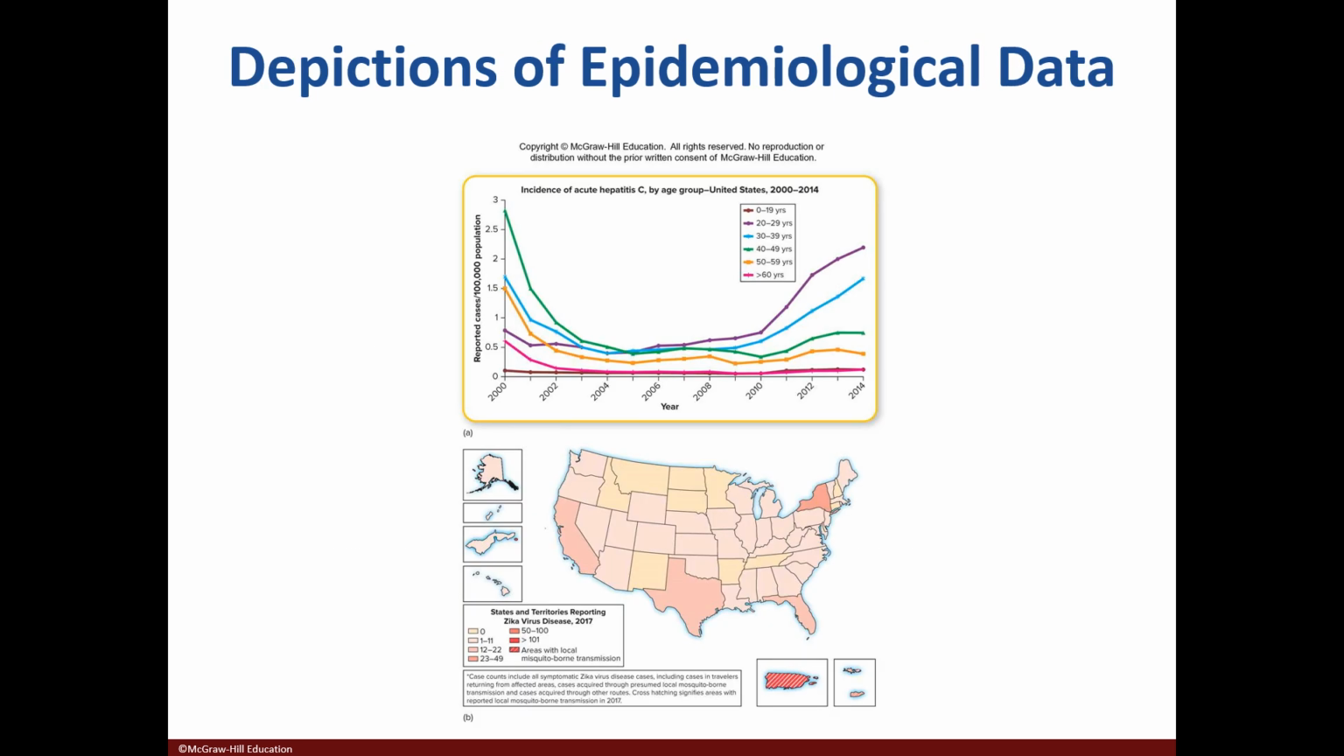The top graph shows the incidence rates, or number of new cases, of acute hepatitis C from 2000 to 2014 within different age groups. The bottom picture shows us a geographical representation of where we have seen Zika cases in the United States.